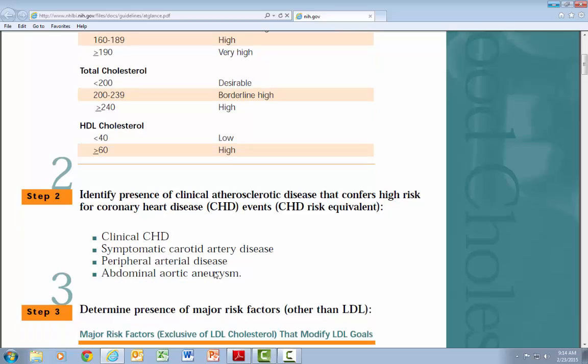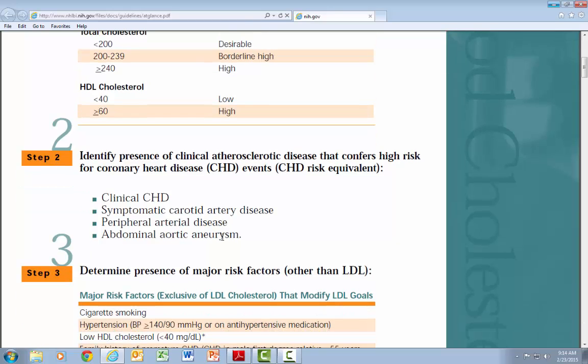The second step for the guideline is to identify the presence of CHD or coronary heart disease or any type of risk equivalent. And this again will be any clinical cardiovascular heart disease such as angina, MI, if you have had a stent placement, if you had a CABG. Any symptomatic carotid artery disease, this does not include only the patients that have, for example, more than 70% carotid artery stenosis, but if you have had any symptomatic episode such as presyncope or syncope or any stroke related to carotid artery stenosis.